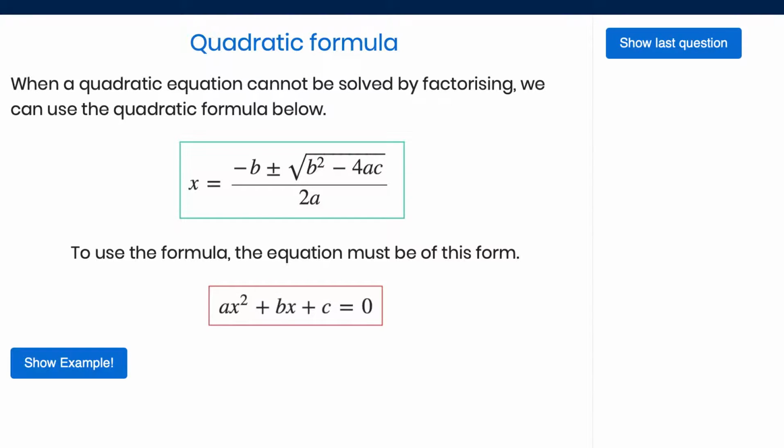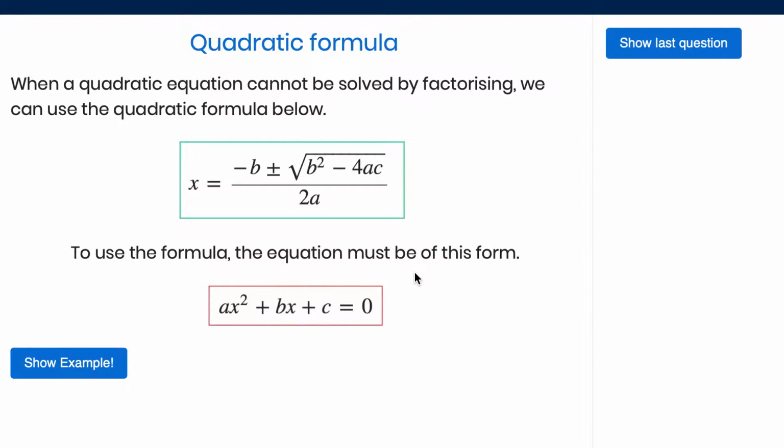In this video, we'll learn how to use the quadratic formula to solve quadratic equations. When a quadratic equation cannot be solved by factorising, we can use the quadratic formula below. And the formula is given by x equals minus b plus or minus the square root of b squared minus 4ac all over 2a, where the plus or minus comes from the fact that a number has two square roots. One is positive, one negative.